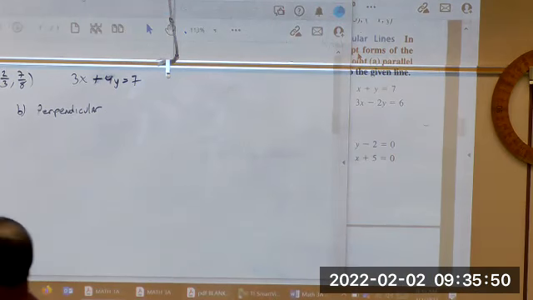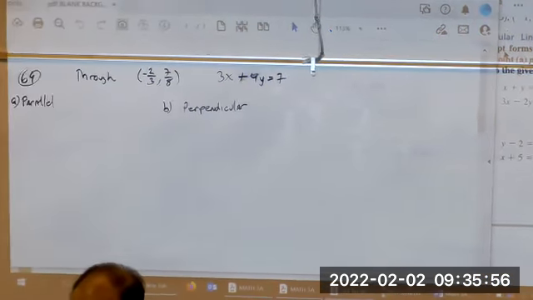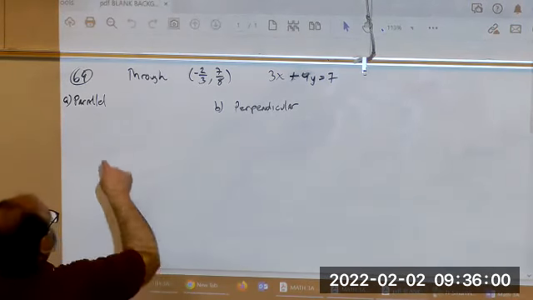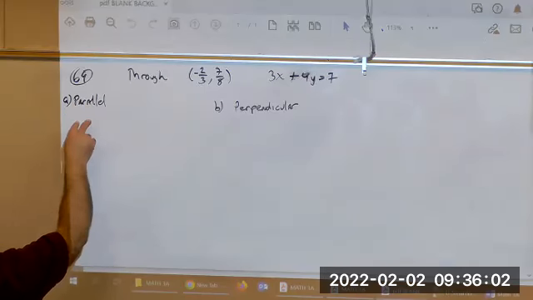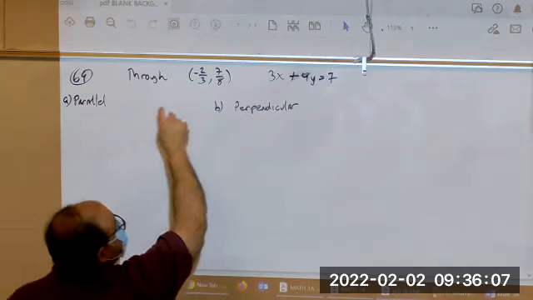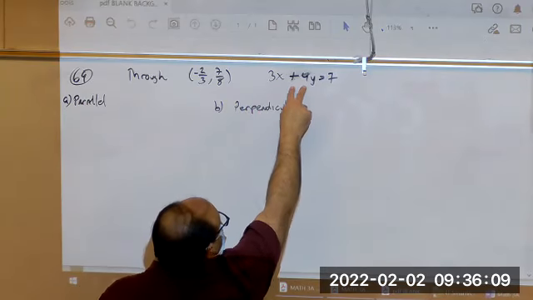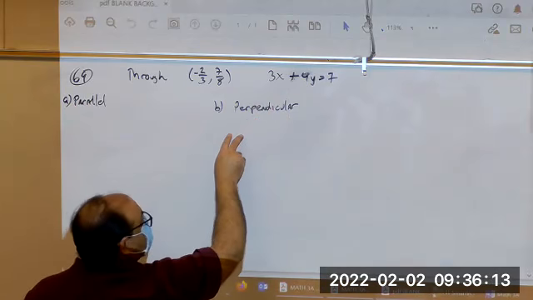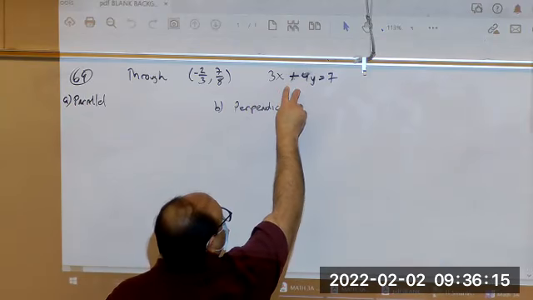Step one, you've always got to find slope. That's where it starts. Always starts when you need slope. For the parallel line, my parallel line through that point is going to have an equal slope to that line. My perpendicular line is going to have an opposite and reciprocal slope to that line.